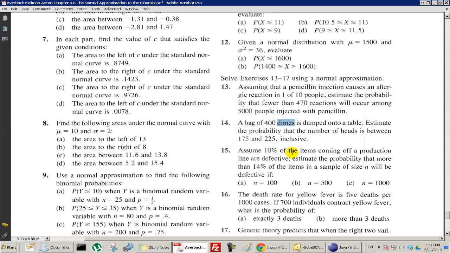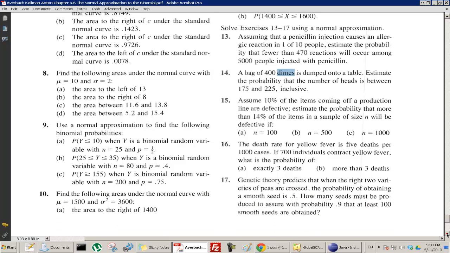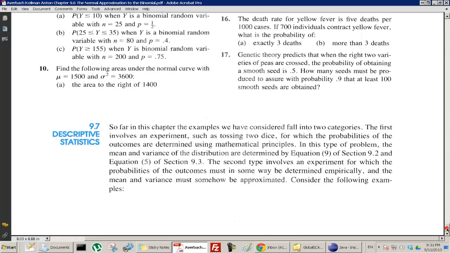Assume 10% of the items coming off a production line are defective. So p, the probability of defective, is 1/10. Estimate the probability that more than 14%. Okay, so you have to do this one. Be careful that this is percent. Actually, it shouldn't make any difference, I don't think. Okay, that's it.